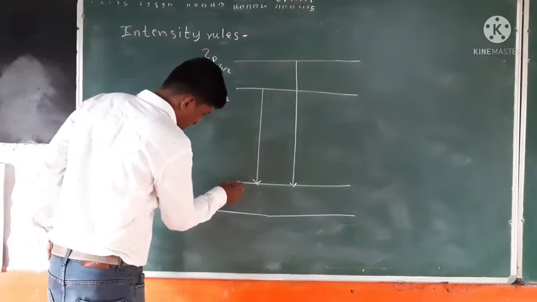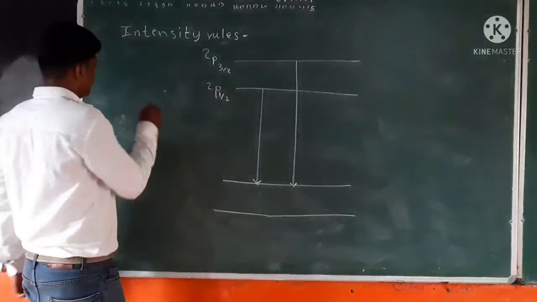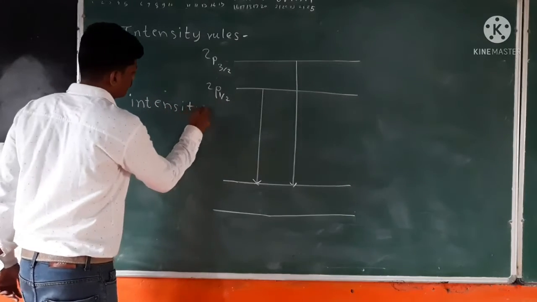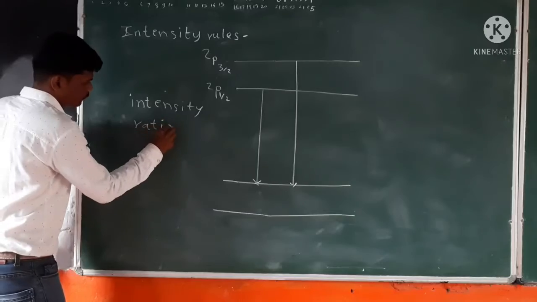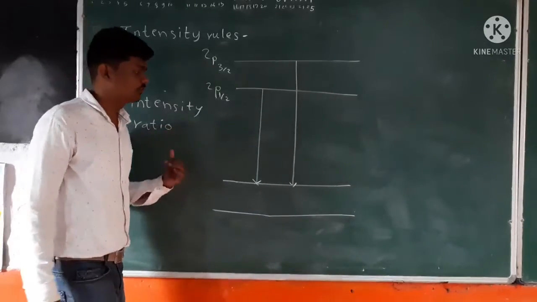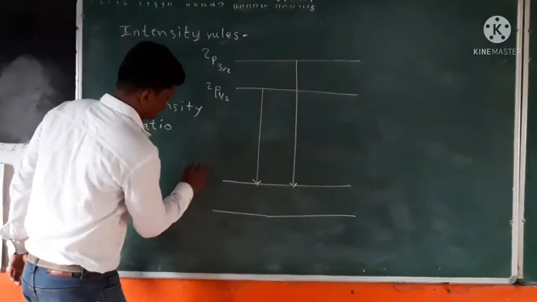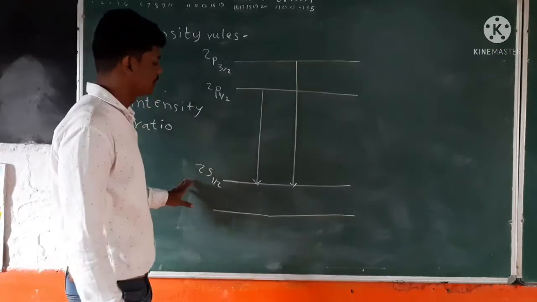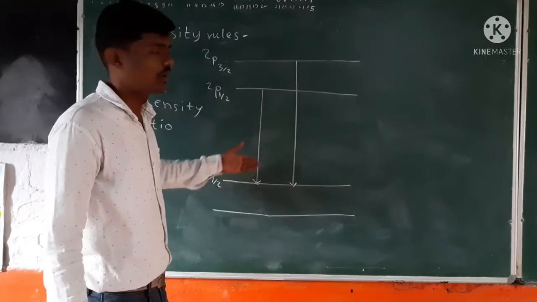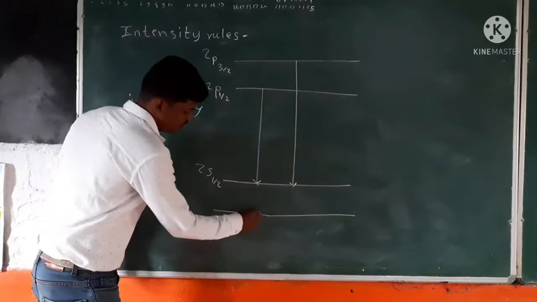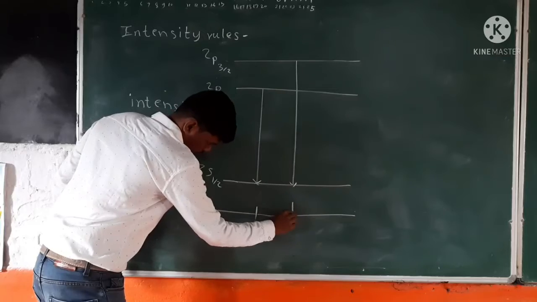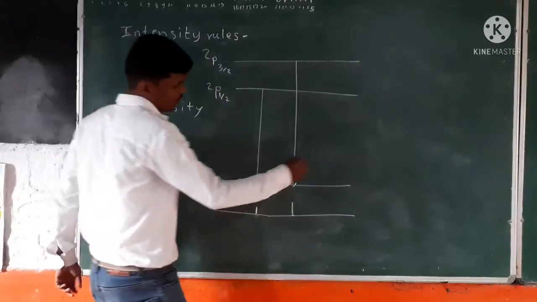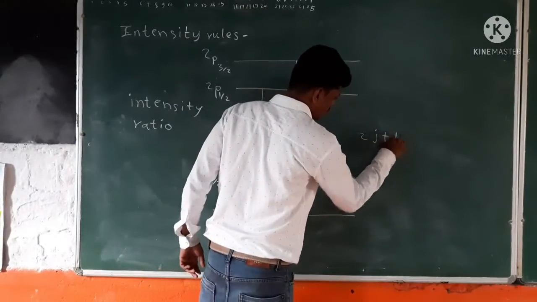Now there is another intensity rule, for the intensity ratio. How will we determine the intensity ratio? If we see this doublet, consider these two lines, half to half. These two spectral lines, how will we find out their intensity ratio? For this we have the formula 2J plus 1.